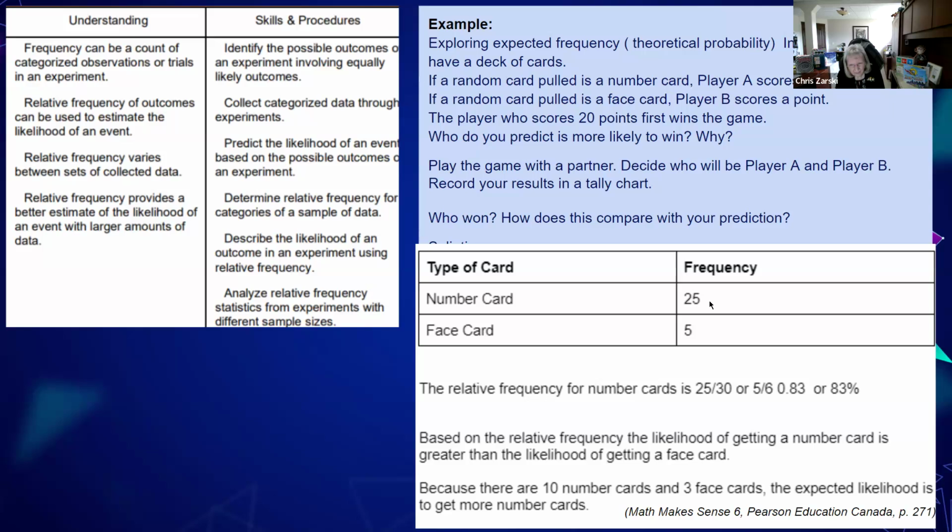And if you think about it, it should be higher for the numbered cards because there's more of them than there are face cards. That we got 5 out of 30 is considerably less. So 5 out of the 30 possibilities is what I would get for the relative frequency of a face card. So it just gives us a little bit of a different way of being able to express the results.